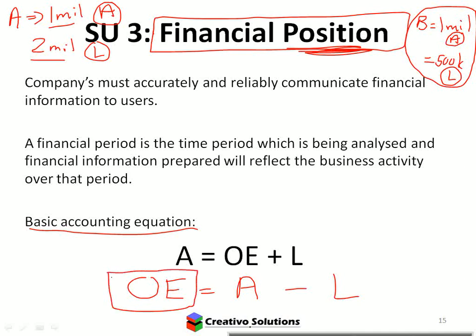So what is this looking at? It's looking at the net worth or the financial position. That's what it's looking at.